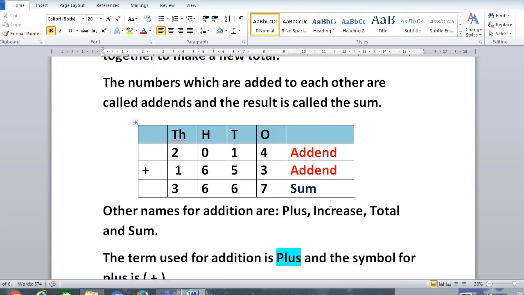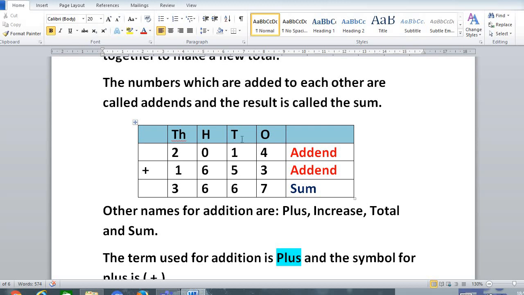If you look at this example first, when we add, we have to write the place value first. So ones, tens, hundreds, thousands, ten thousands, lakhs. Write that first and then the first addend, that is 2014. Put the plus sign and write the second addend, that is 1653. And always start from the ones place. So first come to the ones place, add 4 ones plus 3 ones, that is 7 ones. So write 7 under the ones column.